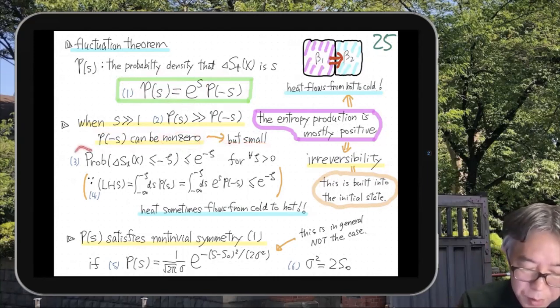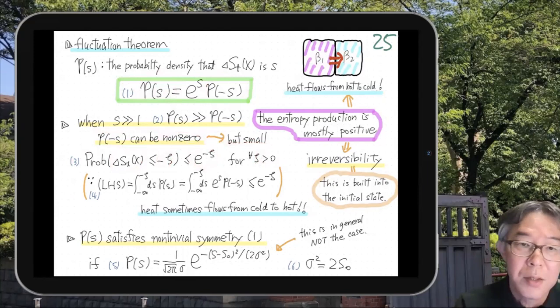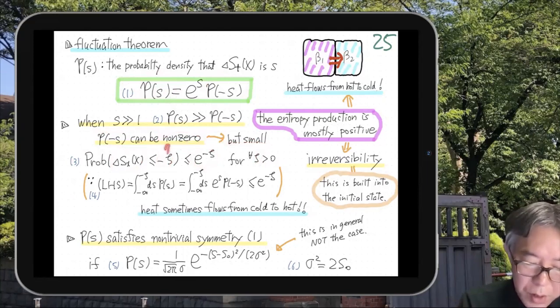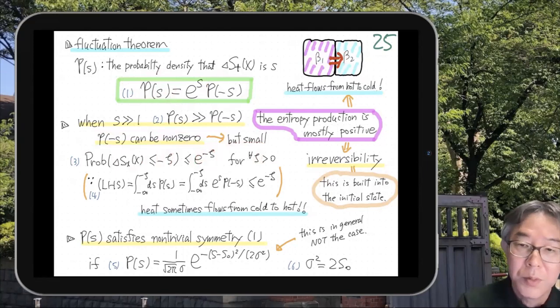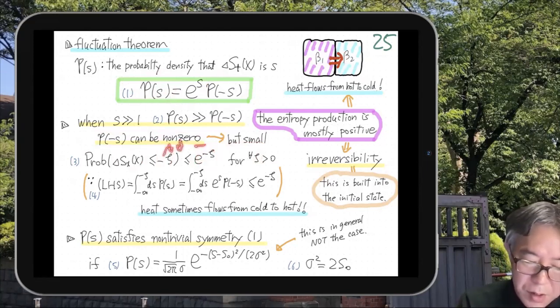So here's a very simple estimate. Let theta be any positive quantity. Then the probability that delta S(x) is less than or equal to minus theta is upper bounded by e to the minus theta. Of course, if theta is 1, then this is e to the minus 1, which is not very small. But if theta is 100, then this is e to the minus 100, which is very, very small. How do you derive this? It's very easy. Since this is the probability density, this probability is exactly equal to the integration of P_S from minus infinity to minus theta.